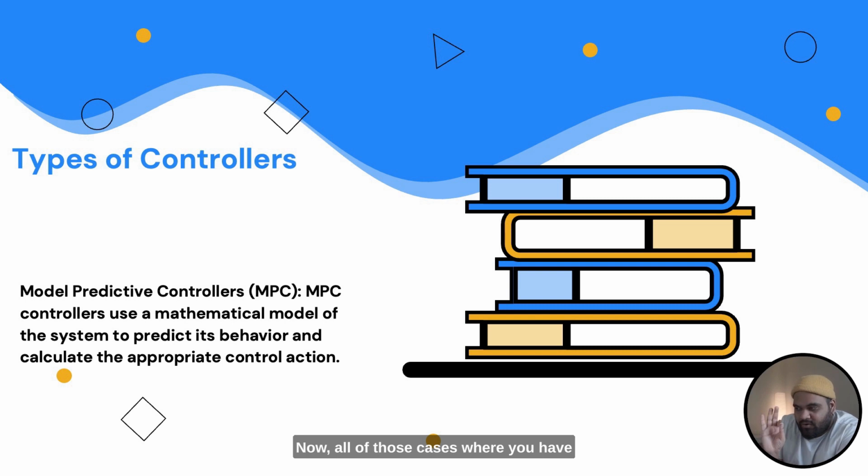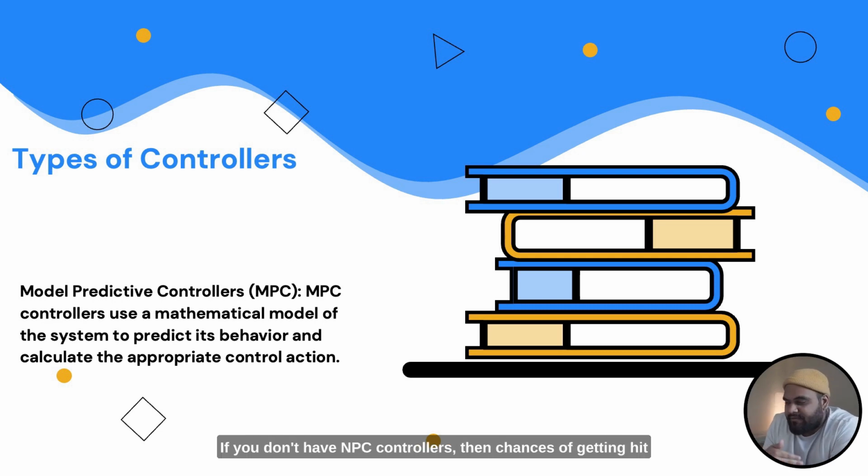In all those cases where you have autonomous cars, MPC controllers are the ones used for making sure that the vehicle stops at the right time. If you don't have MPC controllers, then the chances of getting hit are going to be very high, and so are the chances of getting damaged. So MPC controllers are among those which make sure that the vehicle does not hit anyone. Very important controllers, highly in demand.